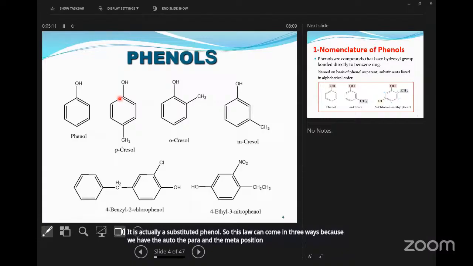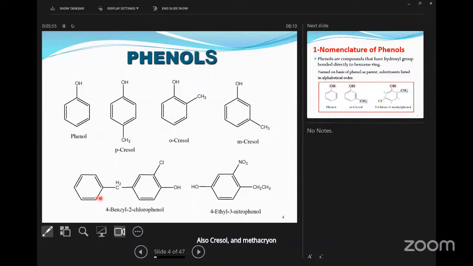If you look at this phenol in the first compound, there are positions around the benzene ring aside from the one carrying the OH. The two that are next to the carbon carrying the OH are called the ortho positions, and then the next ones are called the meta positions. Then the last one that is opposite the OH is always called the para position. So that means when incoming substituents are coming onto this phenol, they can go to the two ortho positions, to the two meta positions, or to the para position. So that's why we have para-cresol, ortho-cresol, and meta-cresol.